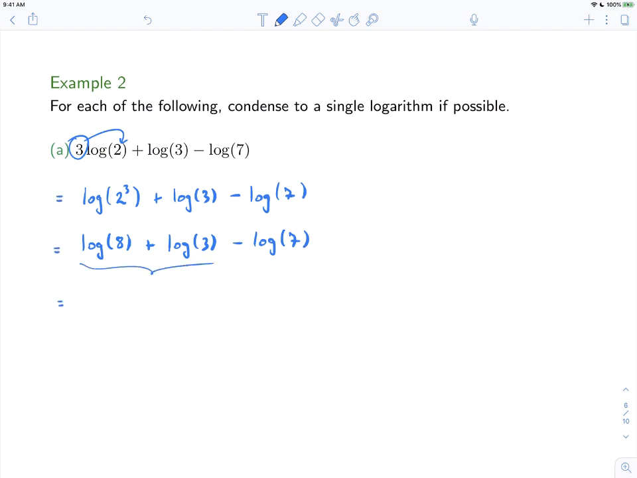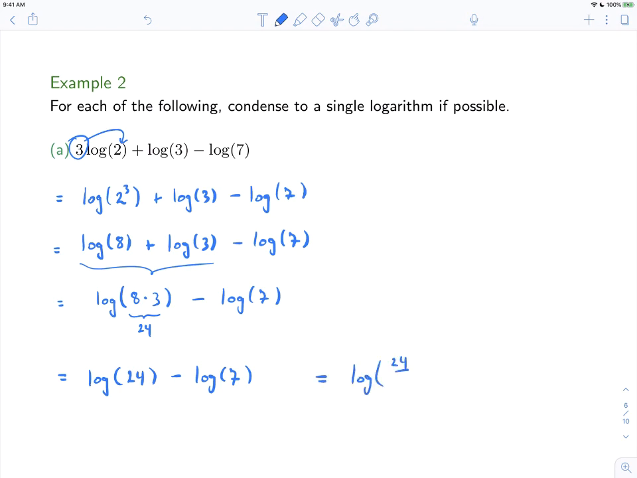Now I'm going to combine these two. So this is log of 8 plus log of 3, that's log of 8 times 3, minus log of 7. Okay, 8 times 3 is 24. So this is log of 24 minus log of 7, which is equal to log of 24 divided by 7. And that's our answer.